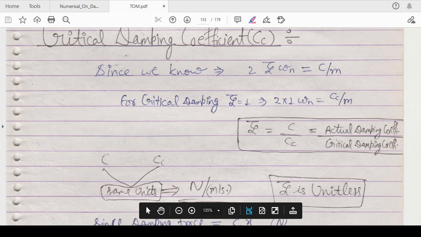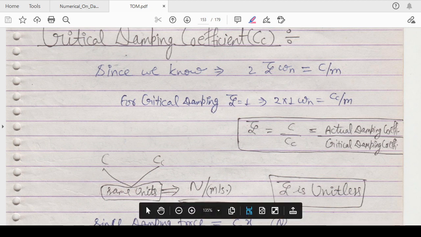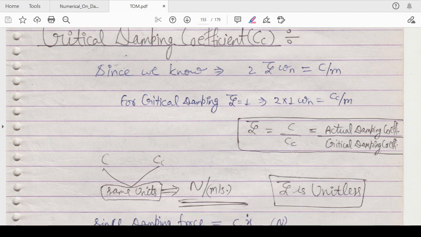In the next session we will discuss numericals on these damping factors and damped vibration. So zeta equals C by Cc, which also equals C divided by 2 root Sm, so Cc can be recalled as 2 root Sm. In this way you can calculate this value and solve your numericals. In the next session we will discuss numericals on damping factors as well as damped vibration.